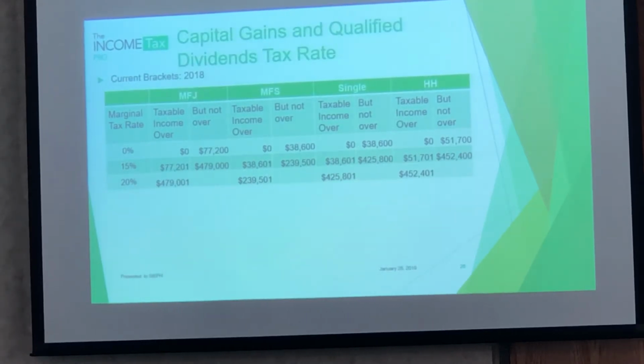Okay, and the other bracket that we talk about, single and head of household. Single means not married, no kids. Head of household means you're not married, but you have a dependent living with you, like a child, it could be your elderly parent. So someday my kids, when they take care of me, they can claim me as a dependent.